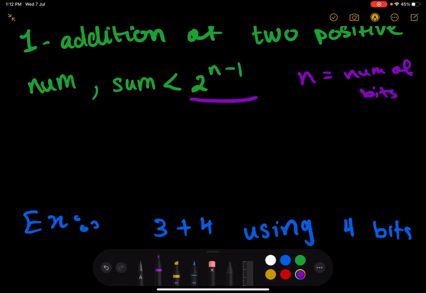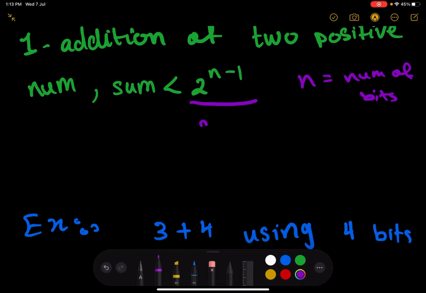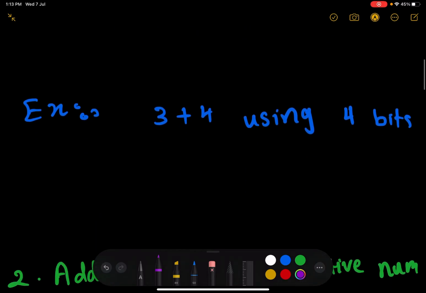So for example, if you are adding two binary numbers, each one consisting of 4 bits, then n will be 4, so 2 power 4 minus 1, you will get 2 power 3. 2 power 3 is 8, so in this case the sum shouldn't be greater than 8, or if the sum is less than 8, you won't have an overflow. And here we have an example.